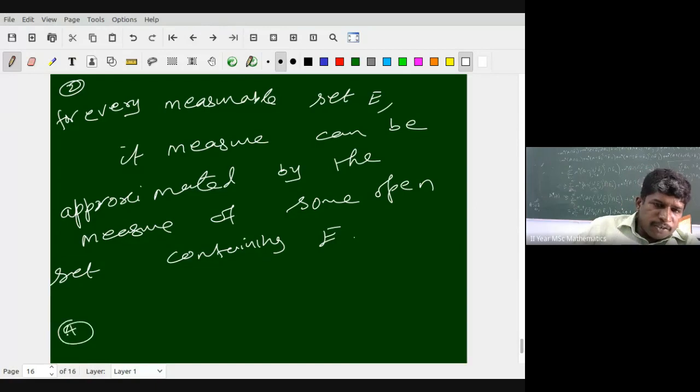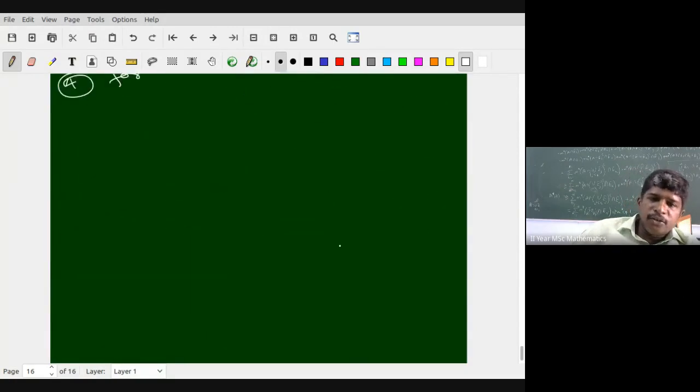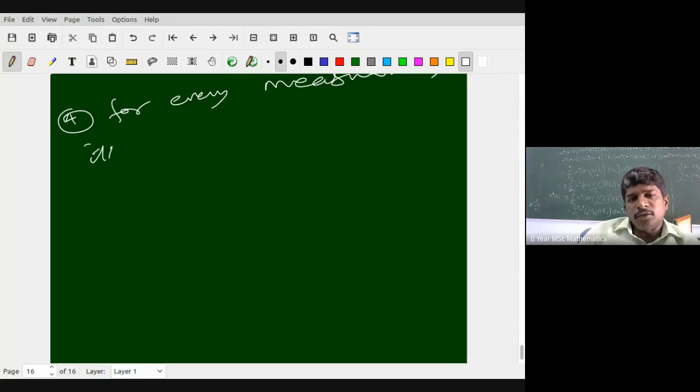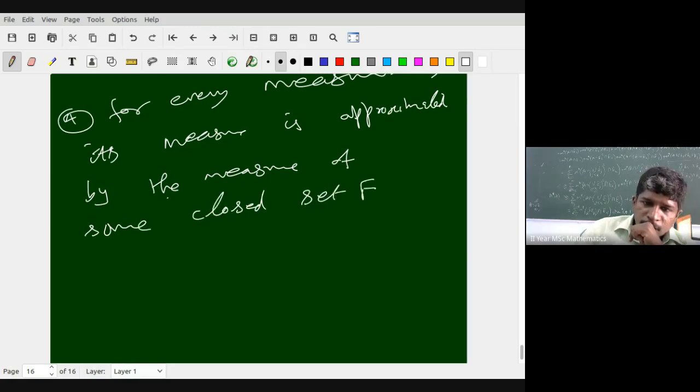And the fourth one says the same statement for closed sets: for every measurable set E, its measure can be approximated by the measure of some closed set F contained in E.